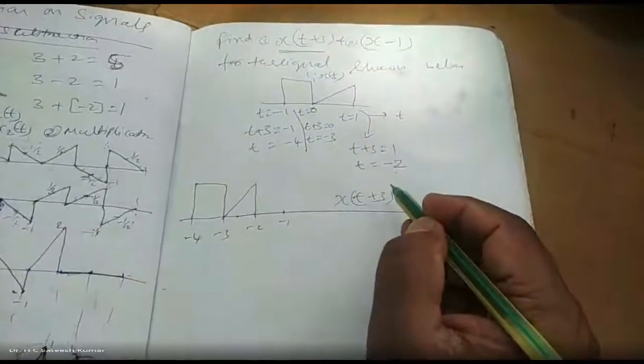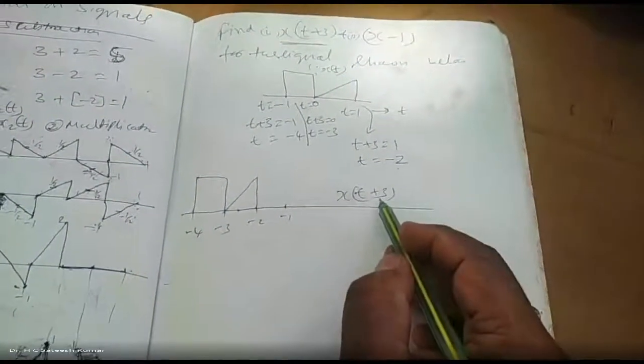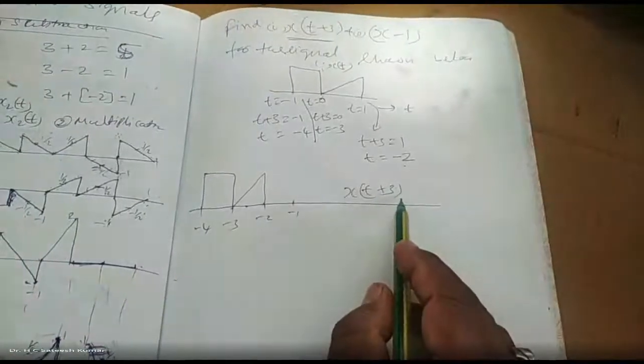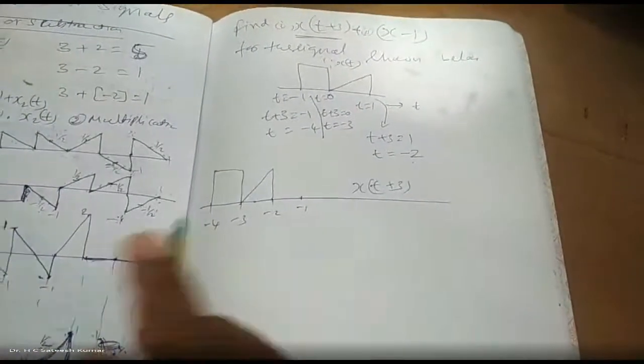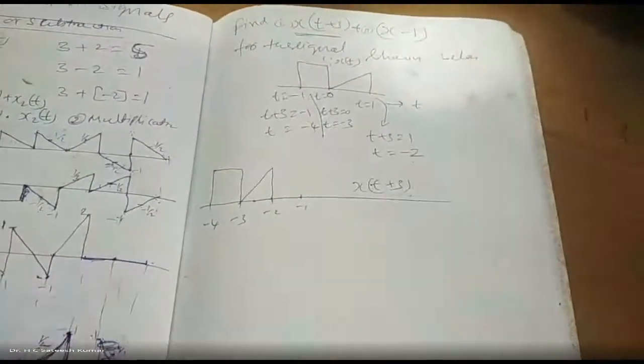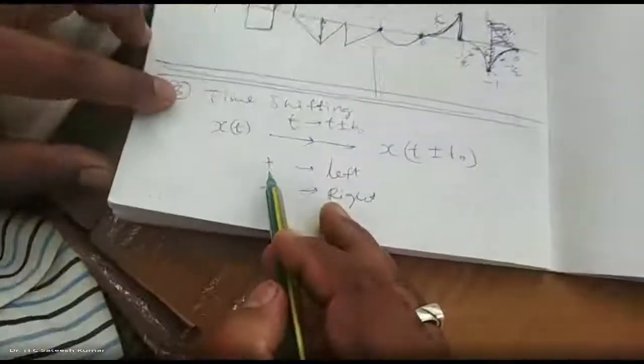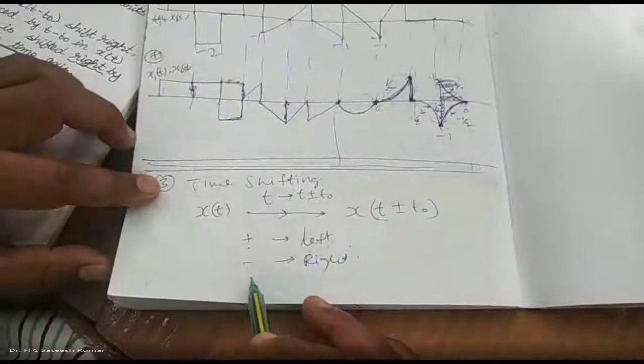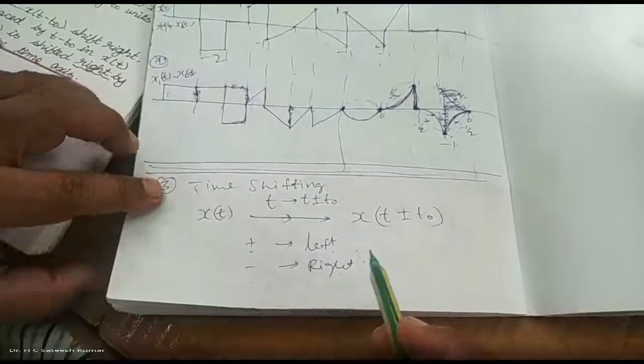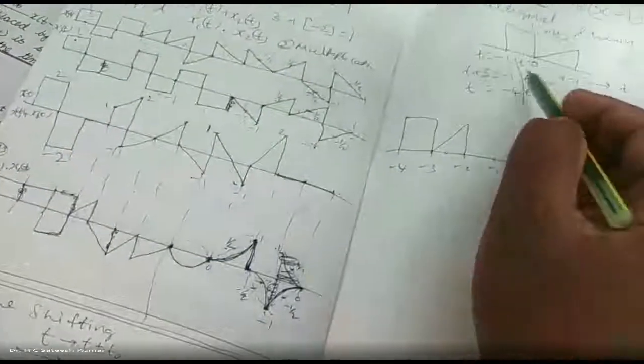That means what you can understand? Whenever t plus is there, what will happen? Shift left by 3 units. T plus 3 means shift left by 3. As I said earlier, whenever plus is there, shift left. Minus is there, shift right. So this is the way you should understand.